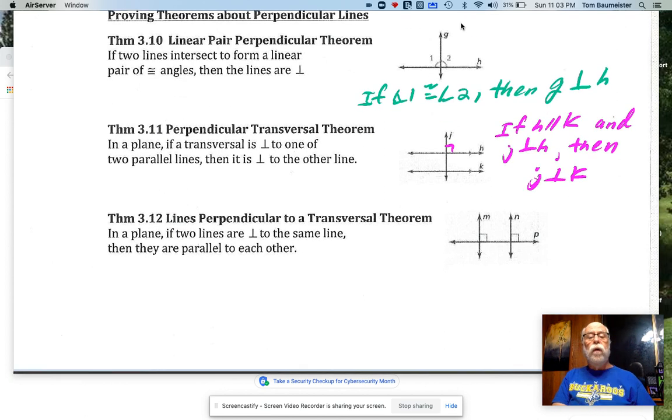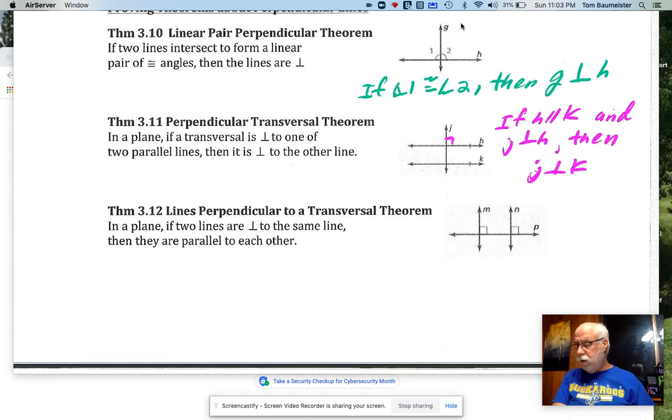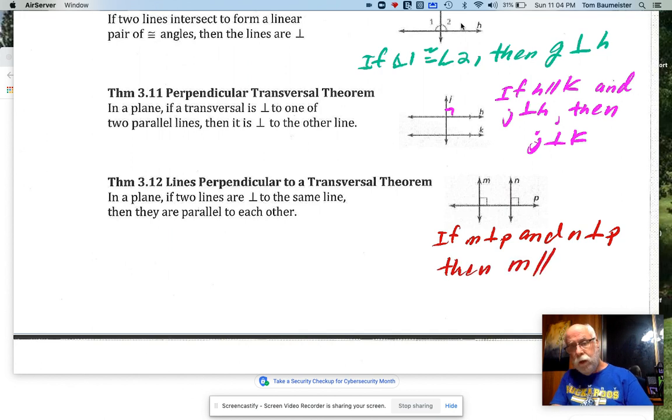And then theorem 3.12, lines perpendicular to transversal theorem. In a plane, if two lines are perpendicular to the same line, then they are parallel to each other. So on this one, what it's telling us is if M is perpendicular to P and N is perpendicular to P, so they're perpendicular to the same line, then we know that M is parallel to N.